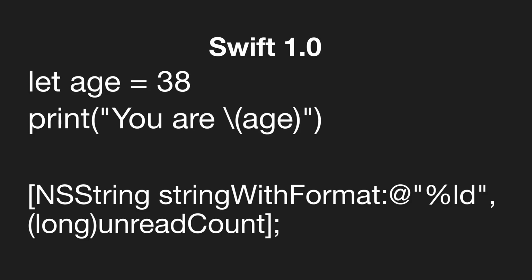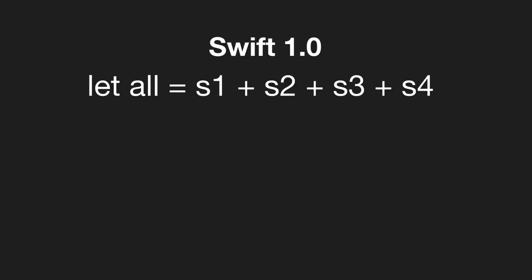But as well as being a quality of life improvement, it was also a major performance improvement, because it stopped us writing code like this: let all equals string1 plus string2 plus string3 plus string4. This is very slow code. So what will happen is Swift will add string1 and string2 together first to make string5. It'll then add string5 and string3 to make string6. Then add string6 to string4 to make string7. Then assign that to all. So there's much more work happening here.